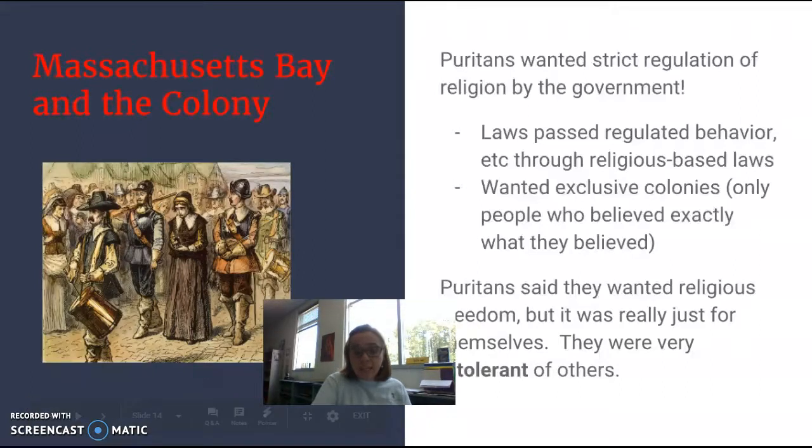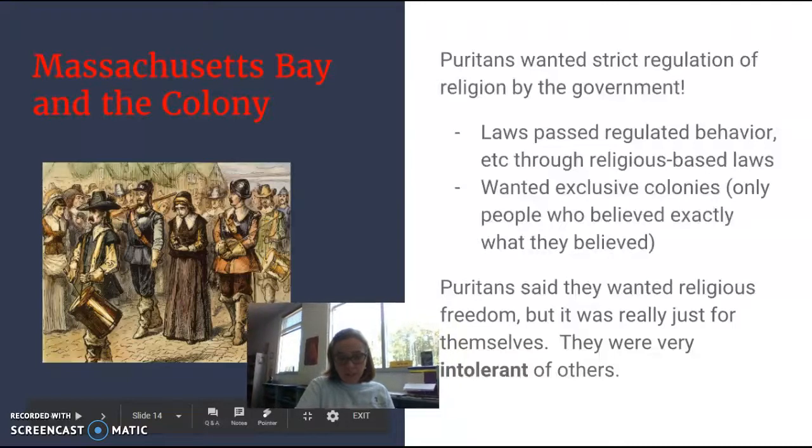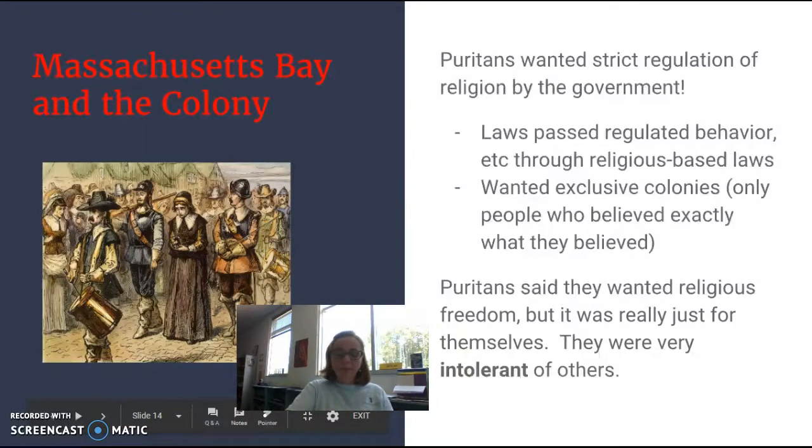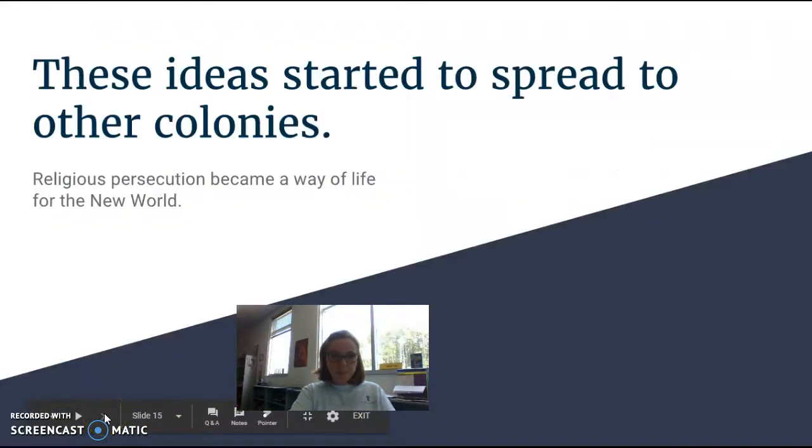The Puritans said they wanted religious freedom. That's what they said they came from England for, religious freedom. But really, they wanted religious freedom for themselves. They were completely intolerant of other people's belief systems. So, those ideas of religious intolerance and persecution of people who didn't believe the way you believed started to spread to the other colonies, and religious persecution actually became a way of life in the New World.